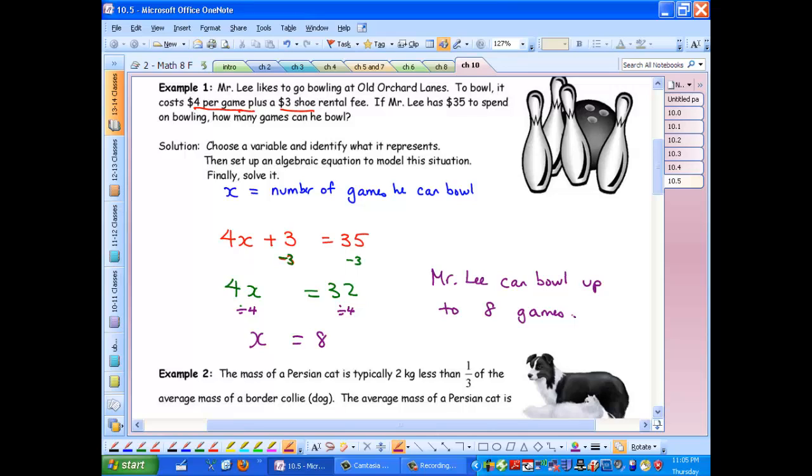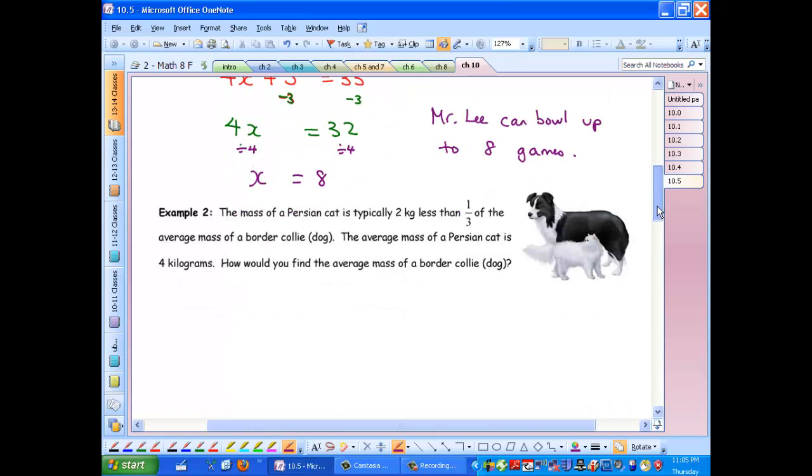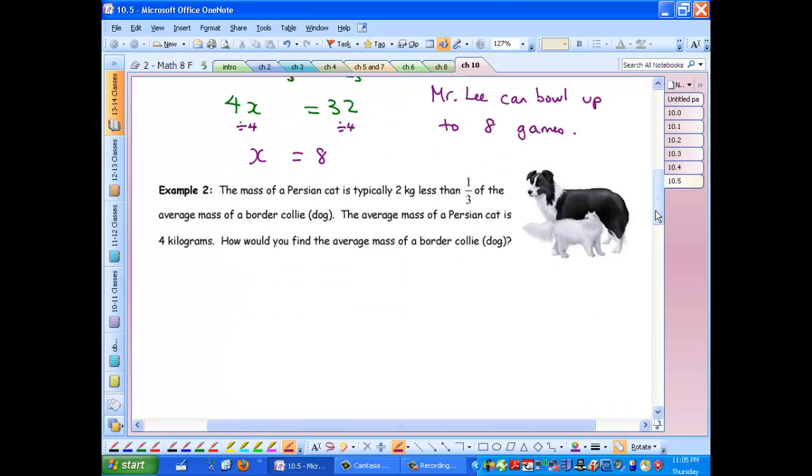Okay, so that's how we can do it. Let's see if you can try example number 2 now. Okay. I like dogs. I like cats. Which one do I like more? Can't tell right now, but ask me in person and hopefully I'll have an answer.